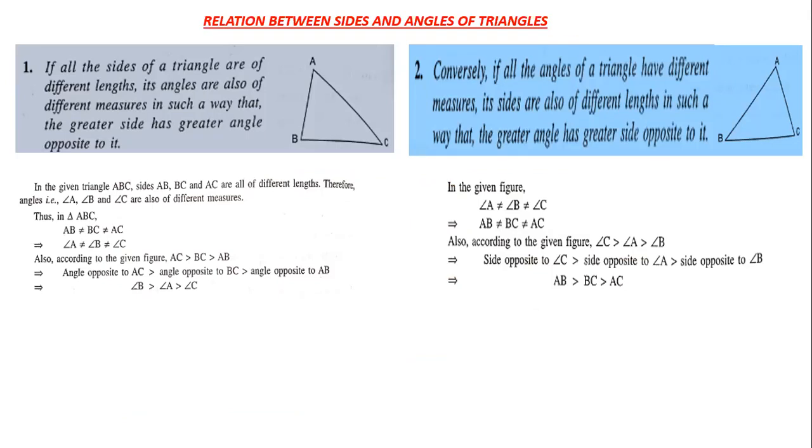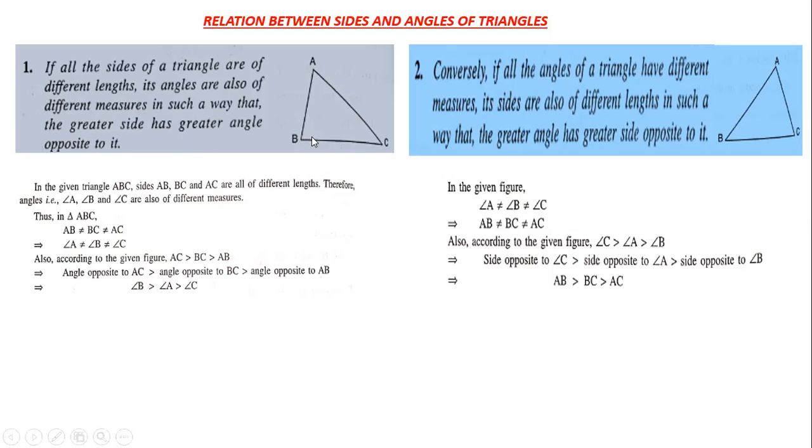In this, the first one is: if all the sides of a triangle are of different lengths, its angles are also of different measures in such a way that the greater side has the greater angle opposite to it. That means, let us suppose we have a triangle ABC in which all the sides AB, AC and BC, these three, are of different measure. Then the greater side has the greatest angle opposite to it.